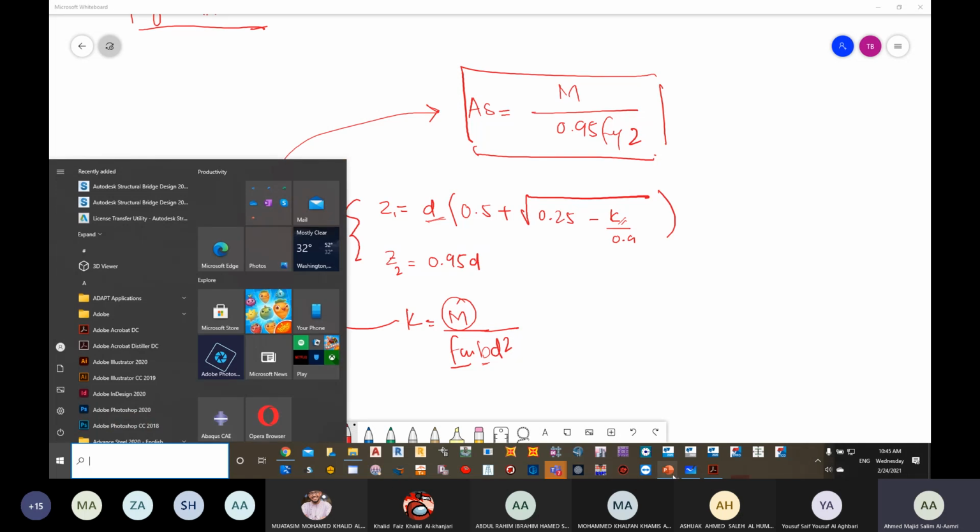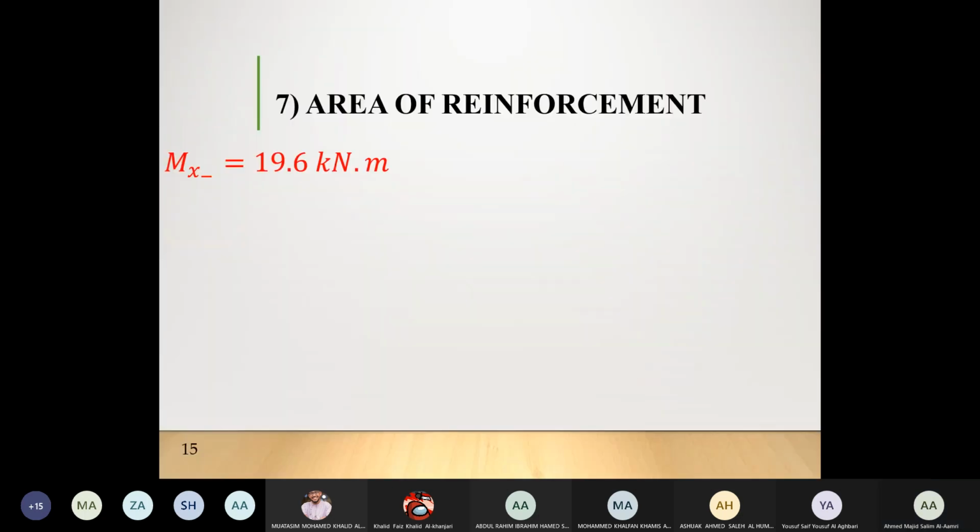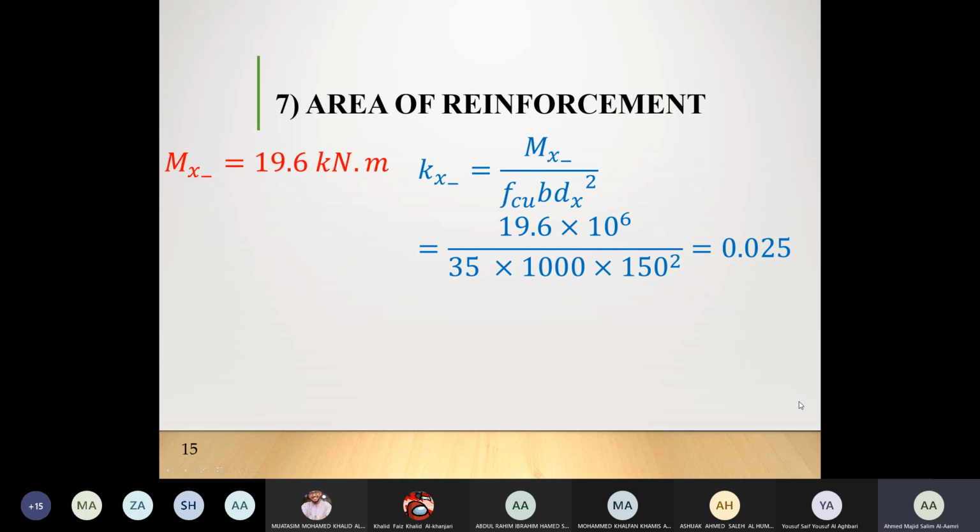Turning back to our slide. Now you see, first I took this Mx negative. We are going to calculate k. Now k is equal to m divided by fcu bd square. Now if you remember, there are two d's. One is dx and the other one is dy. Whenever you are calculating for the moment of x, then you should be using d of x. Whenever you are calculating the moment of y, then you should be using the d of y.